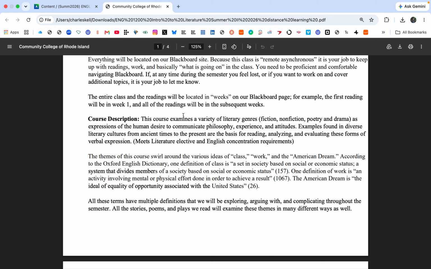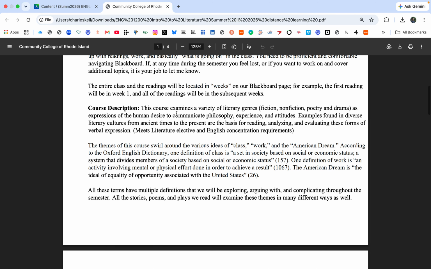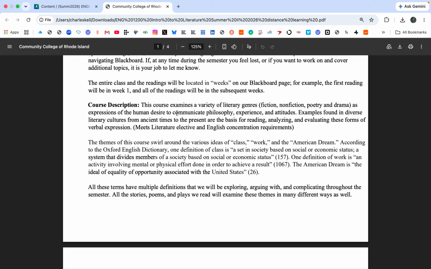And here's the course description. This course examines a variety of literary genres, fiction, poetry, and drama, as expressions of the human desire to communicate philosophy, experience, and attitudes. Examples found in diverse literary cultures from ancient times to the present are the basis for reading, analyzing, and evaluating these forms of verbal expression. So that's CCRI's description of the course.